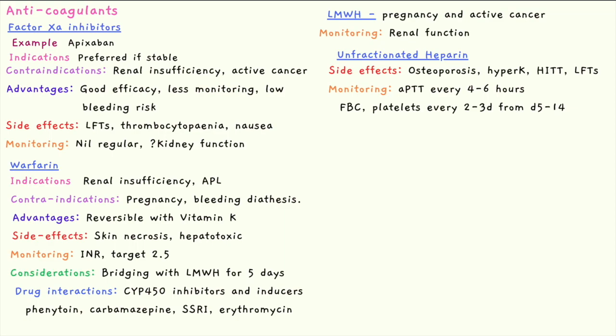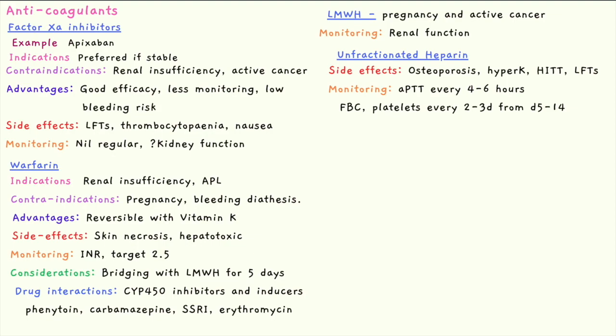Unfractionated heparins, or commonly known as just heparin, you have side effects of osteoporosis, hyperkalemia, heparin-induced thrombocytopenia, and liver function derangements. Heparin is an antithrombin 3 potentiator. Monitoring, you're looking at the intrinsic pathway of the coagulation cascade, as opposed to warfarin, which is extrinsic, remember. So because it's intrinsic, you're monitoring APTT, and at the start, do it every 4 to 6 hours because you want to titrate your levels.